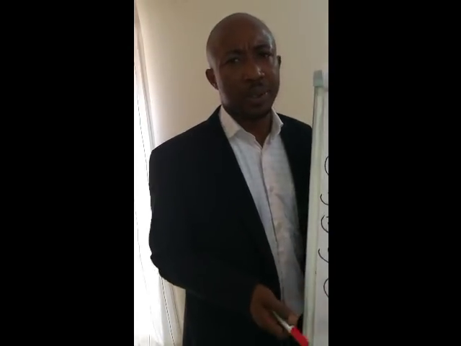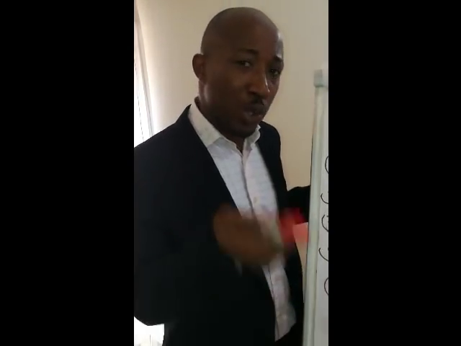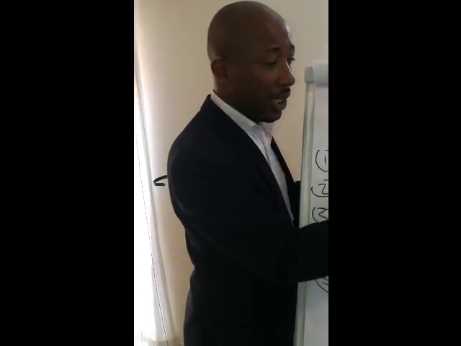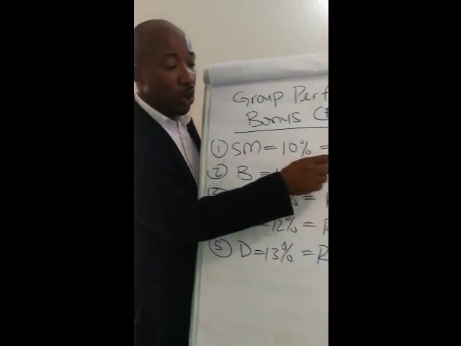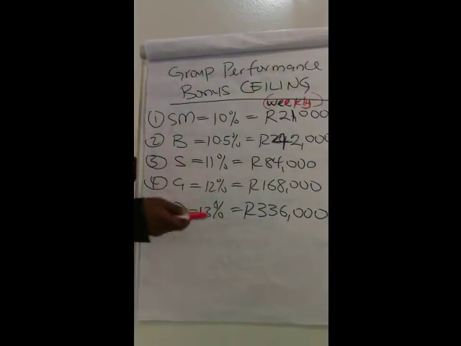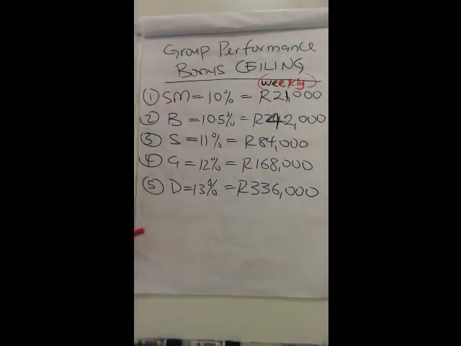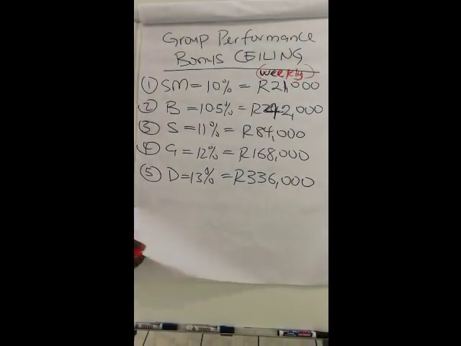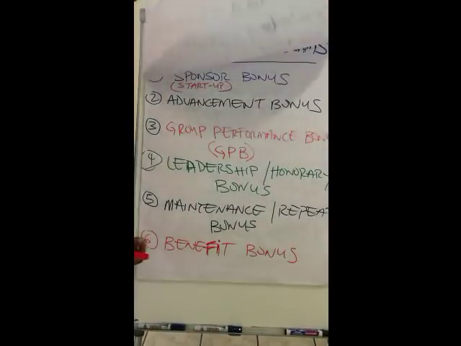It is possible. But remember, the 28,000 rands is more than this 21 here, and so you'll only be paid 21. But don't worry yourself about that. Just get the 50 people. We can argue about 21 and 28 afterwards. So that's about this one.